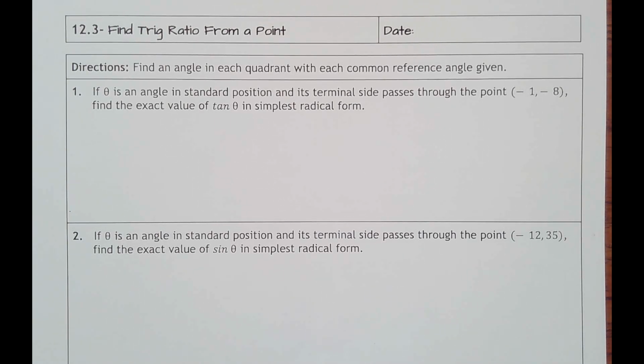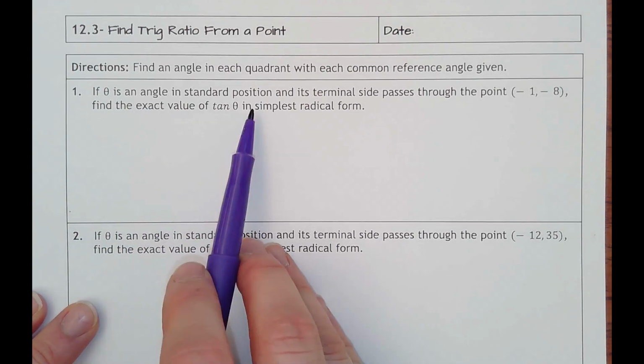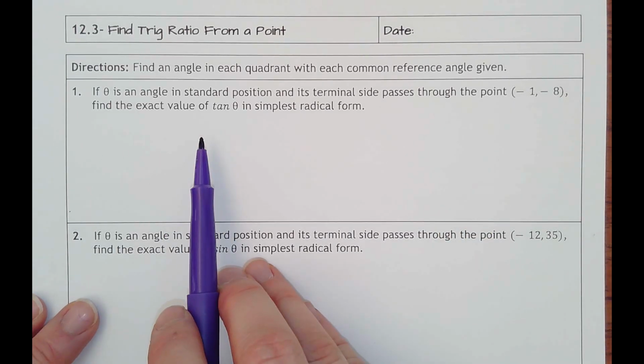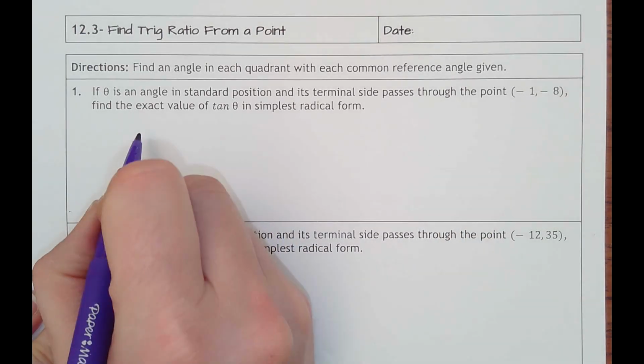12.3, find trig ratio from a point. Directions say to find an angle in each quadrant with each common reference angle given. If theta is an angle in standard position and its terminal side passes through the point (-1, -8), find the exact value of tangent of theta in simplest radical form.